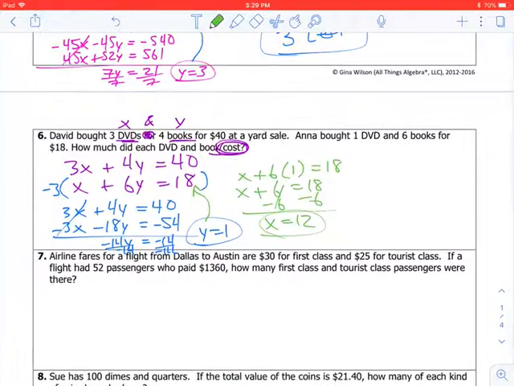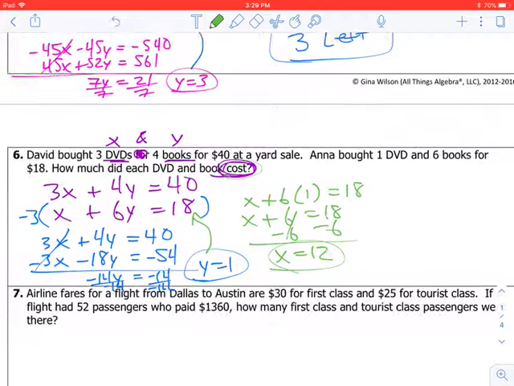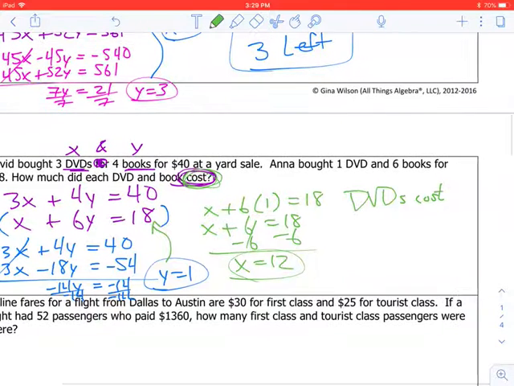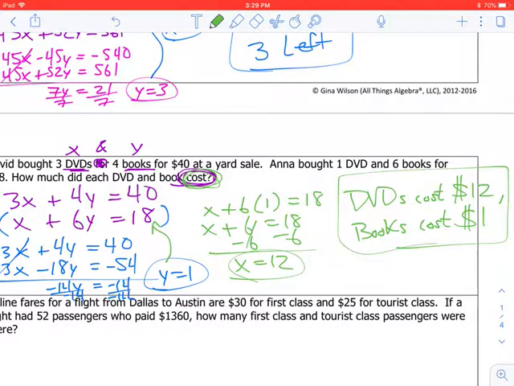And so those are not how many of something, those are a cost. So DVDs cost $12 and books cost $1. And there we are.